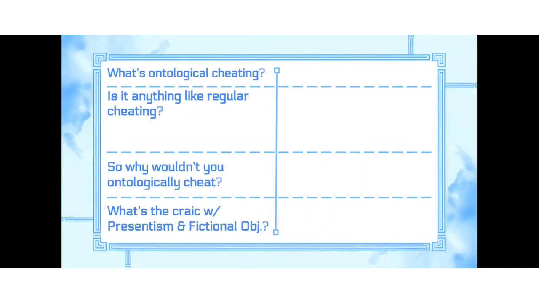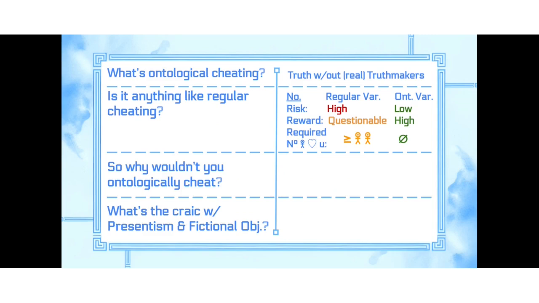So, quick overview. What is ontological cheating? It's basically getting truth without truth makers, without real truth makers, which might sound a bit fishy. So, is anything like regular cheating? No. The regular variant, the risk is pretty high, right? The reward is questionable. The ontological variant, no risk, high reward, at least that's what I'm going to argue for.